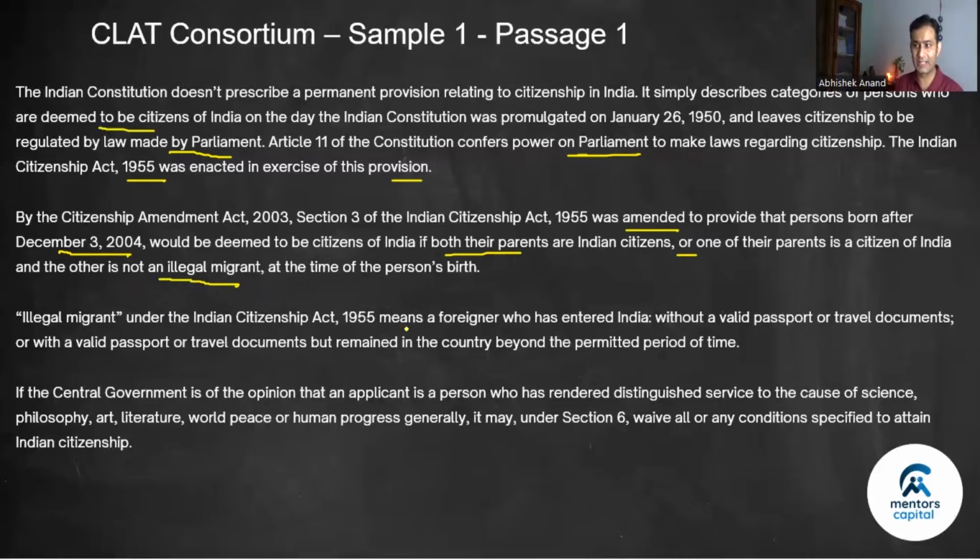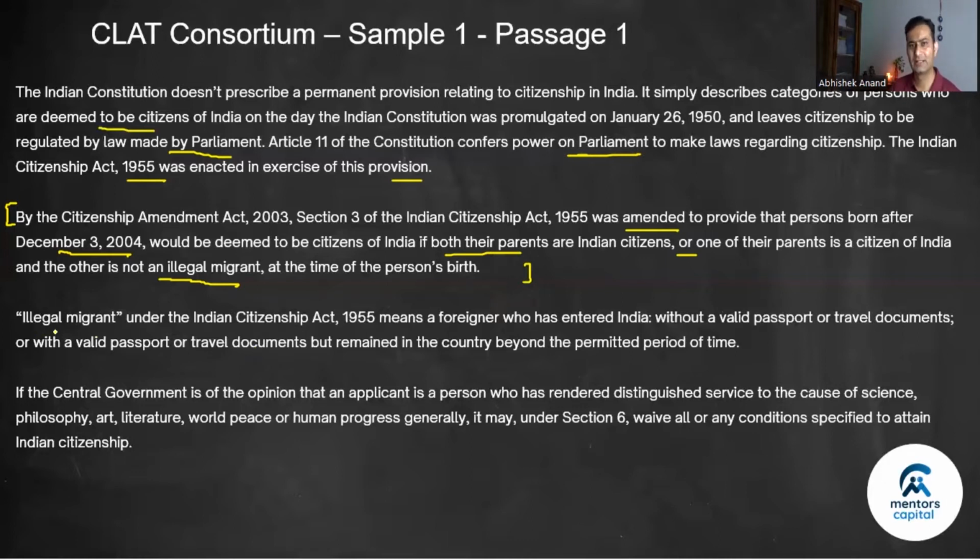So this is a criteria, guys. He may be an illegal migrant before the person's birth. He may be an illegal migrant after the person's birth, but that is not important. At the time of the person's birth, that time the other parent should not be an illegal migrant. So from this paragraph, I can make scenario-based questions because criteria are given to us, right? So I hope you understand now how to look for the relevant things. Okay, now look at this.